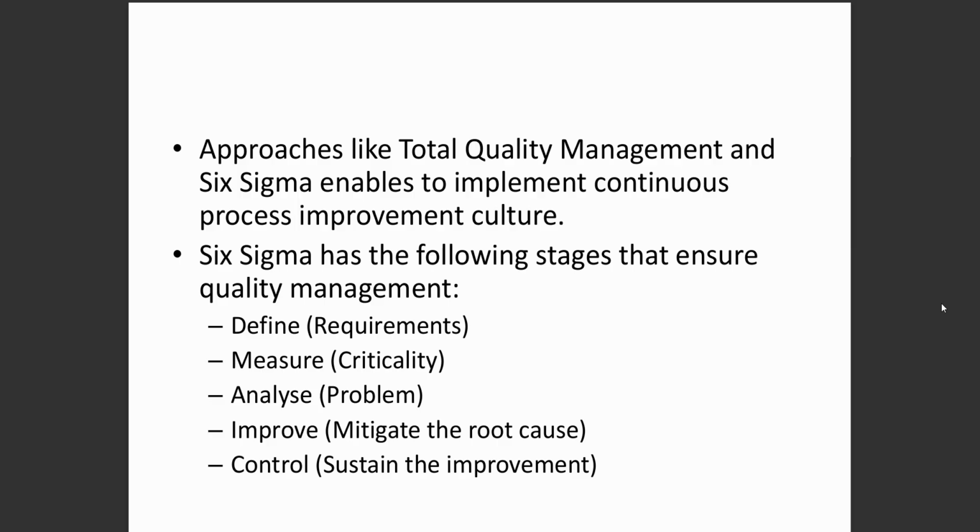Six Sigma has five stages. One is defining the requirements, then measuring the criticality, analyzing the problem, and improving, that means mitigating the root cause. If you have an issue, I will remove it at the root cause so that it never happens again. And finally, I want to control and sustain the improvement. That means I will check and monitor it, and then ensure whether the quality has increased or not. So these are the two approaches to maintain quality. We will see some of this when we study software quality.